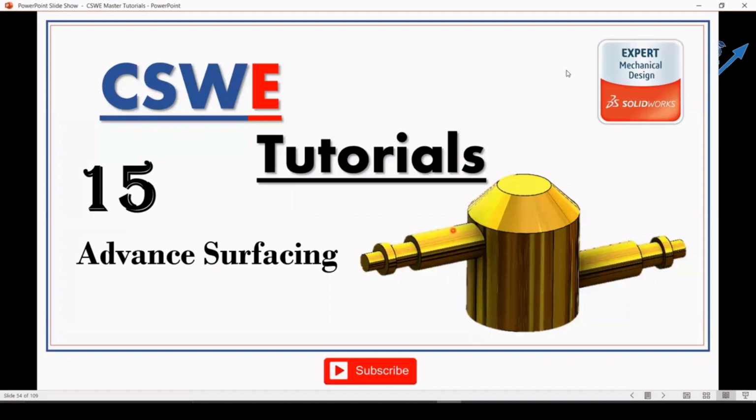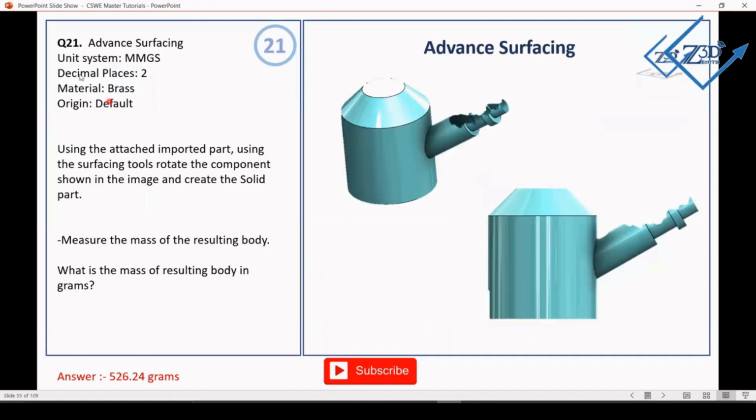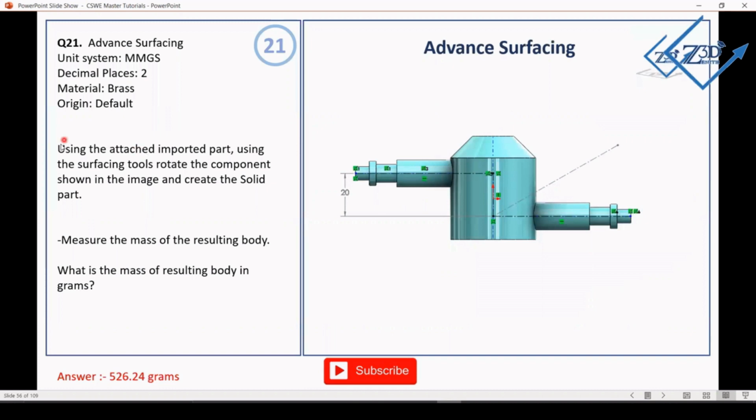Now moving to the next question, we have to do the surfacing part. So in this question we have to do the modification in the part given and create the new part shown in the image on the right side. Using the attached, imported part, using the surface tool, rotate the component shown in the image and create the solid part. And we have to measure the mass of the resultant body after modification.